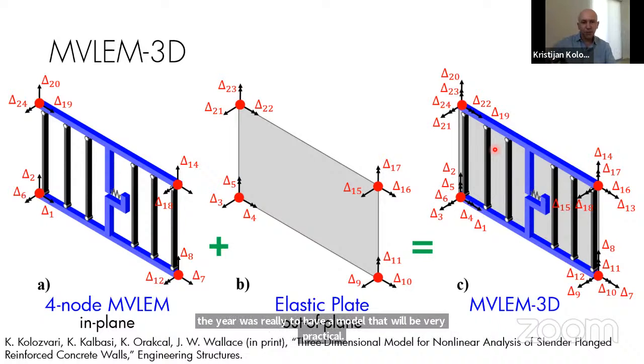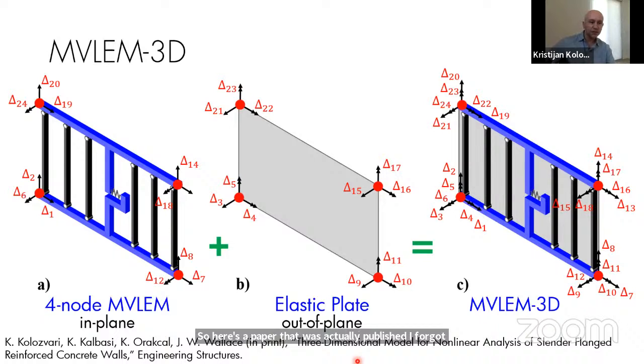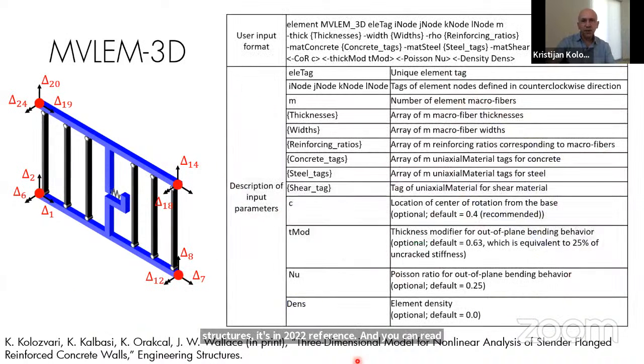So here's a paper that was actually published. I forgot to update this, and it's available in Engineering Structures. It's a 2022 reference, and you can read more details about that paper over there. Here is the OpenSees input. I believe that input in STKO is the same or very similar.